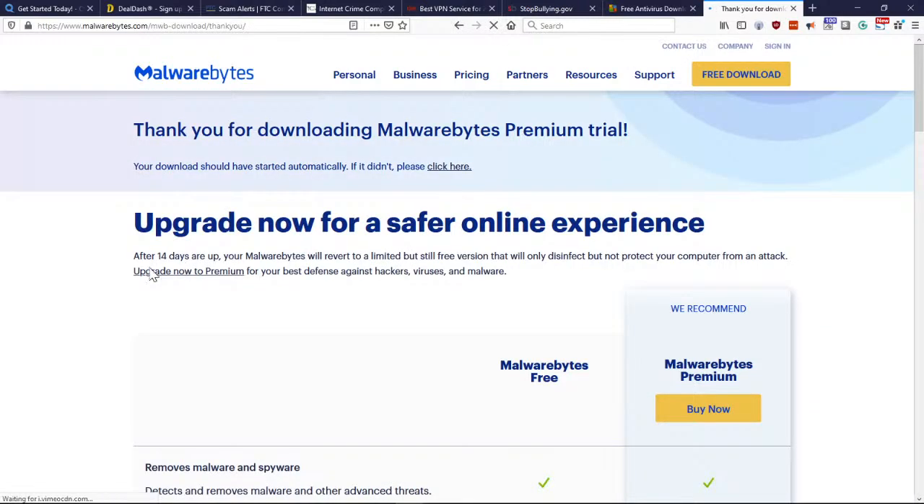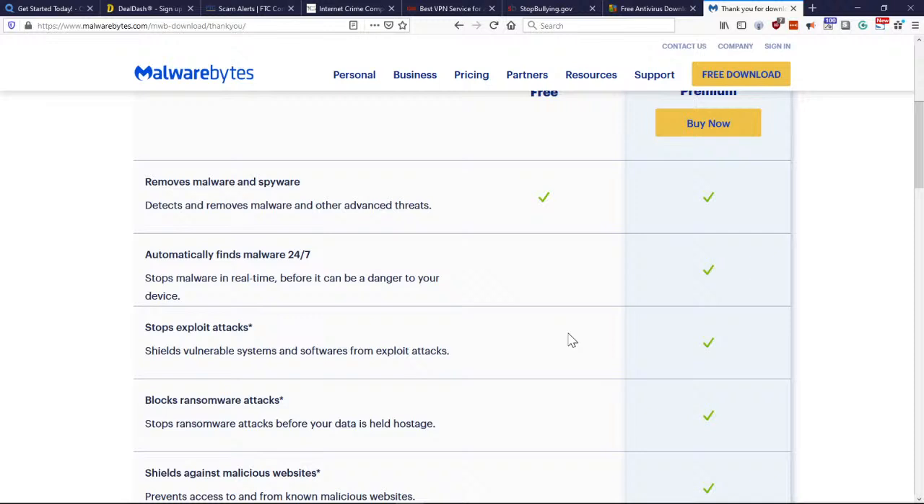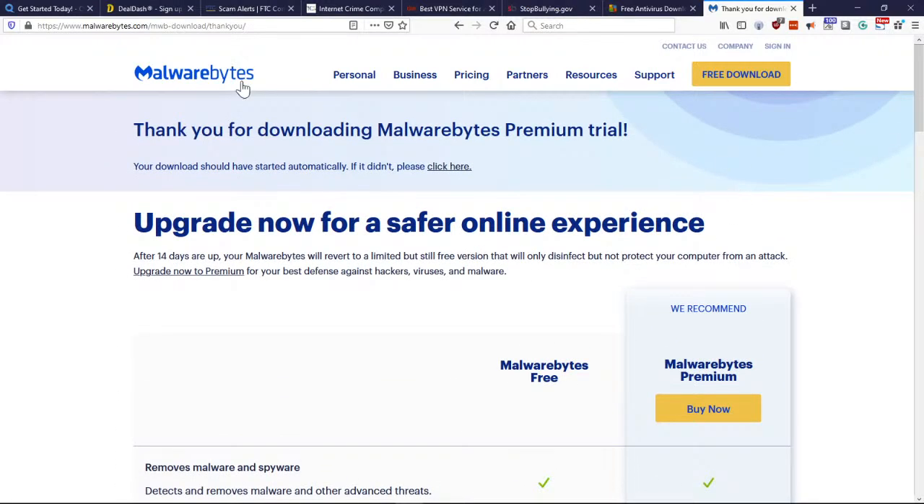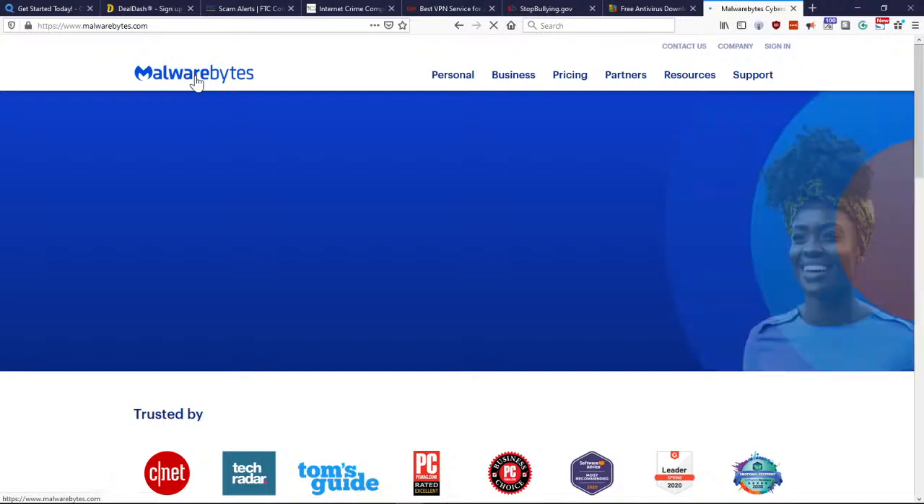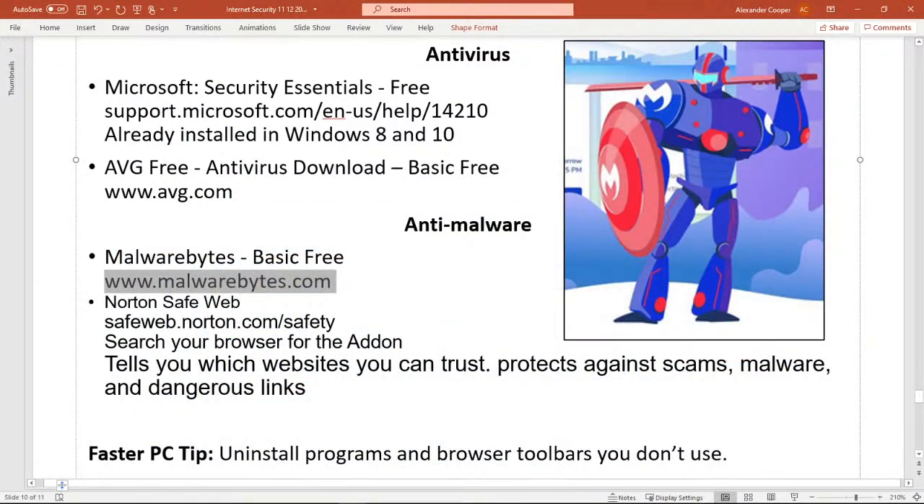So if we do the free, it'll talk about all the things it'll do. And I run it about every month, every 2 months or so. The big thing about malware software like Malwarebytes is that it does actually look for malware and spyware a little bit more than the standard antivirus software would, because it will pull up what they call PUPs, potentially unwanted programs. Not puppy dogs, but PUPs. That can help a lot too.